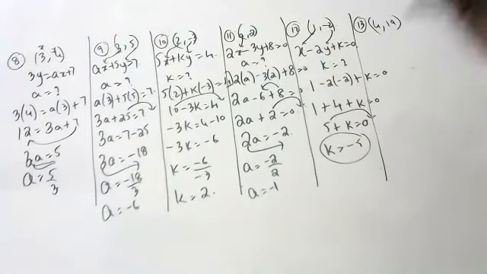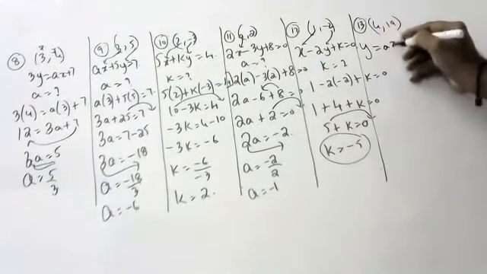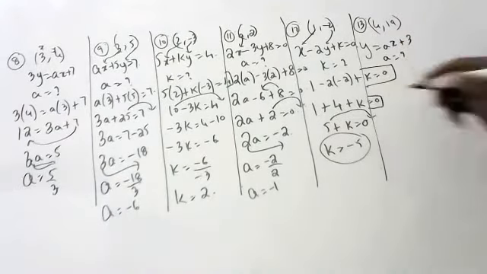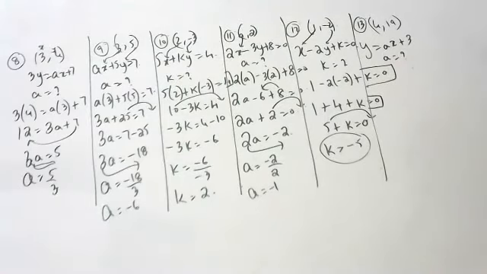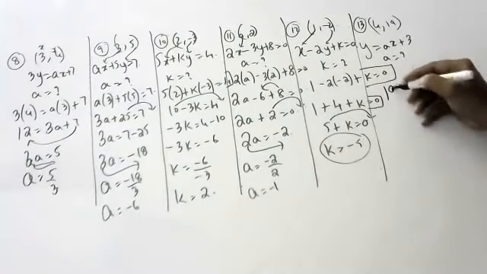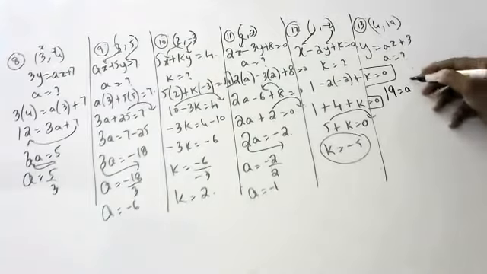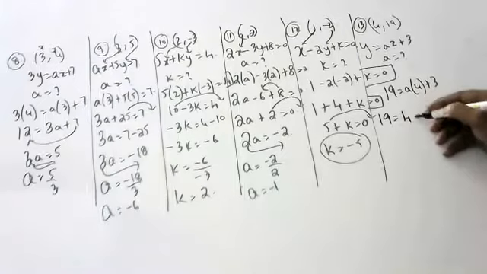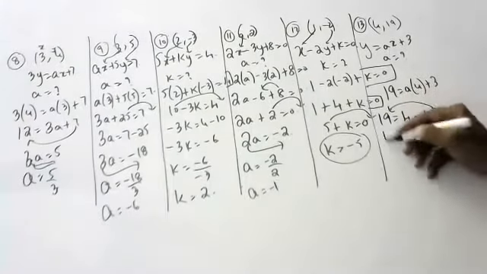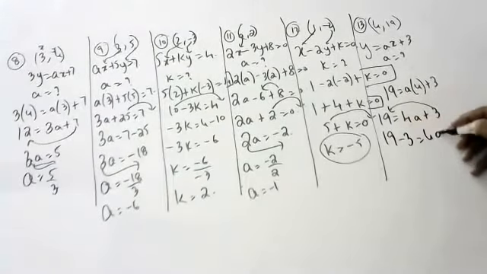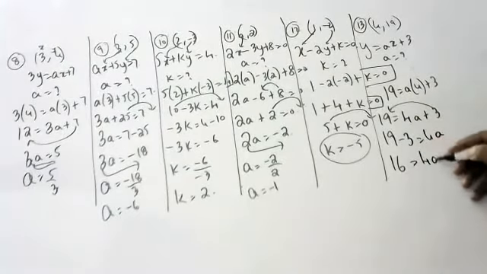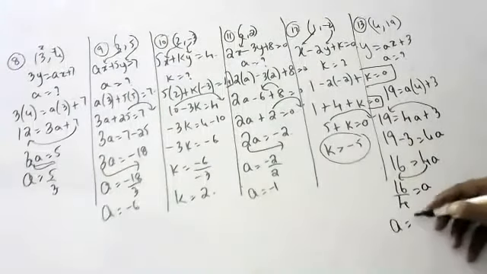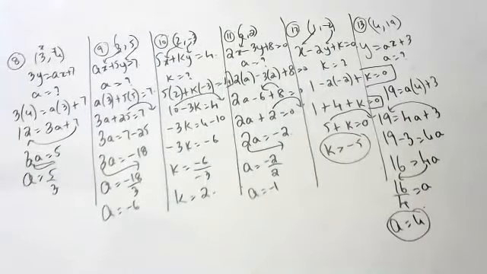4 comma 19 is the solution of y is equal to ax plus 3. Find a. 19 is equal to a into 4 plus 3. 19 is equal to 4a plus 3. 19 minus 3 is equal to 4a. 16 is equal to 4a. 16 by 4 is equal to a. A is equal to 4. Right.